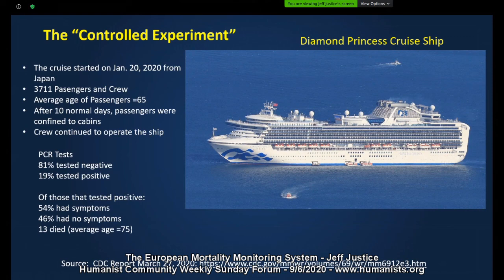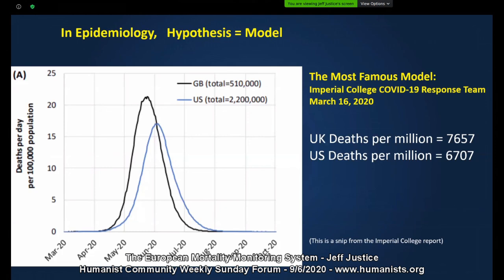So the most famous hypothesis in the COVID world is the one produced by the Imperial College COVID response team. It came out in March 2020. And because of that, it scared everybody. British politicians went into lockdown because it predicted 510,000 UK deaths and 2.2 million United States deaths.